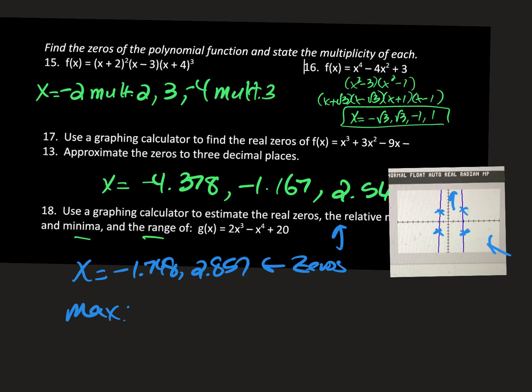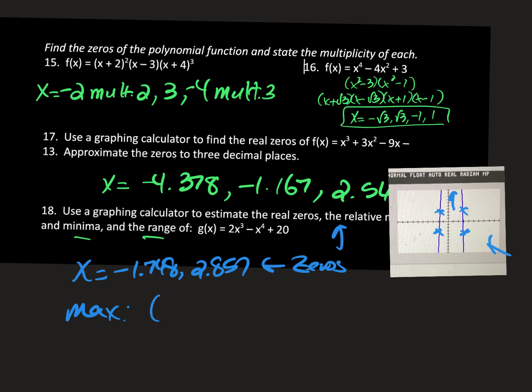So this time I'm going to go second calc, except instead of hitting 0, I'm going to hit number 4, which says maximum. Hit maximum, make sure you're on the left side of it, which my cursor already was. I'm going to enter. Then it says right bound, go past the max to the right-hand side. I went too far, my calculator's going crazy, sorry about that. There we go. Hit enter, guess, hit enter, and that's what the max says.